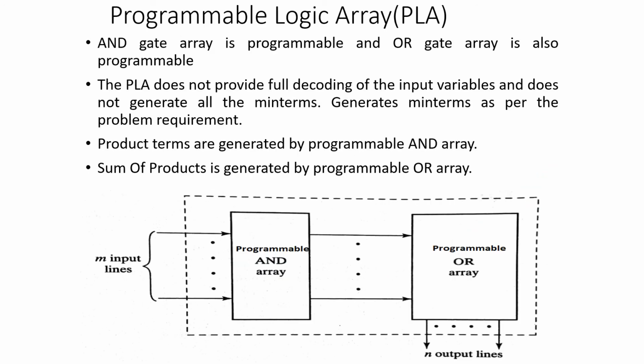Now let us see PLA, programmable logic array. Here both the arrays are programmable: the AND gate array is programmable and the OR gate array is also programmable. The PLA doesn't provide full decoding of the input variables and does not generate all the minterms. It generates minterms as per the problem requirement. Product terms are generated by the programmable AND array. Sum of products is generated by the programmable OR array.